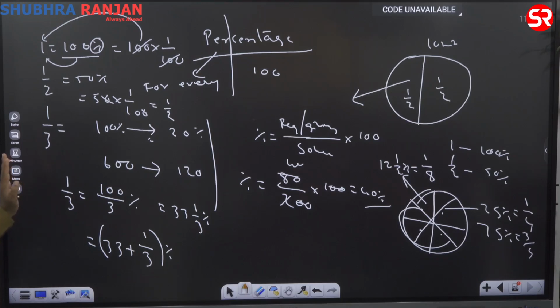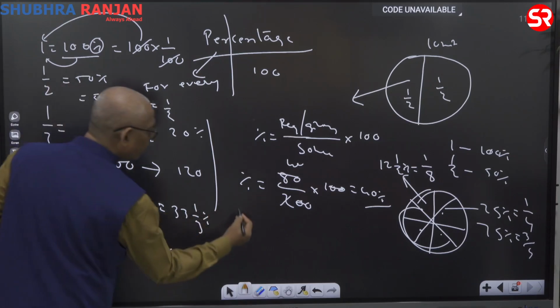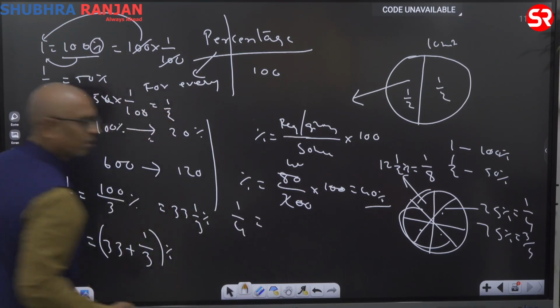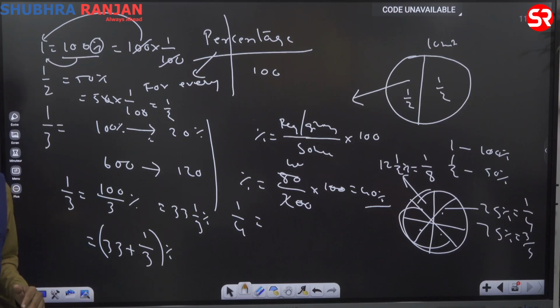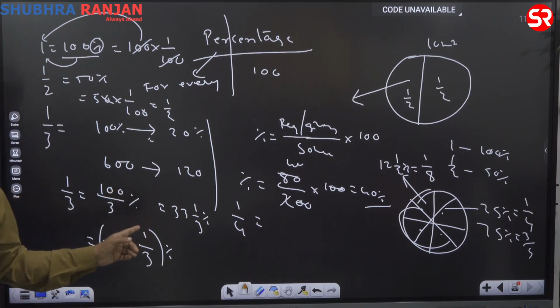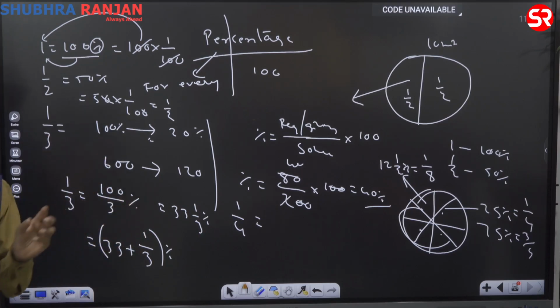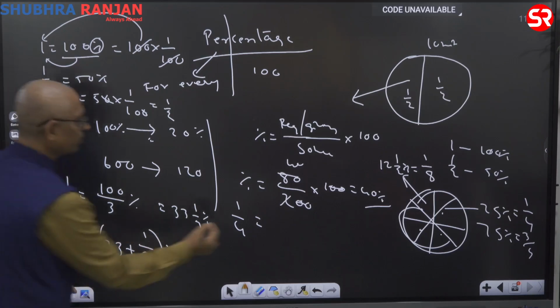You are getting, na? So when 1 by 4, what is it? See, what will be the answer if you multiply with 4? What is the number that if you multiply with 4 gives 100? That is the answer. 1 by 4 is 25%.